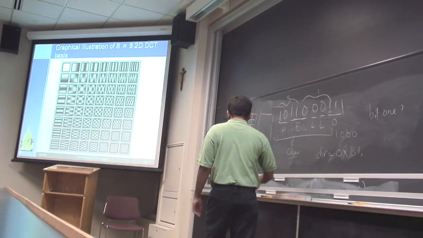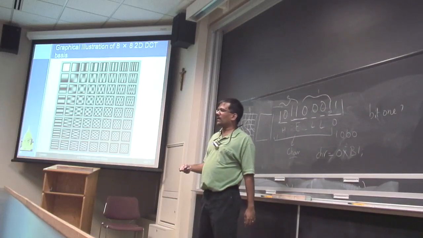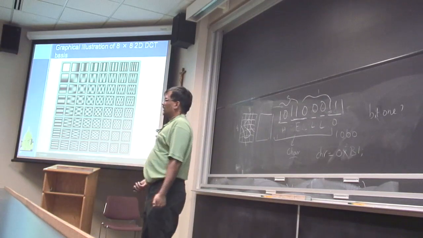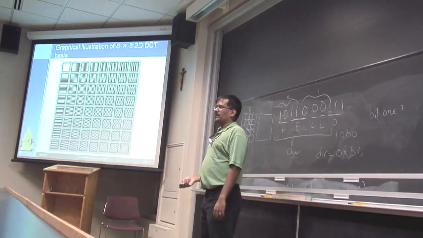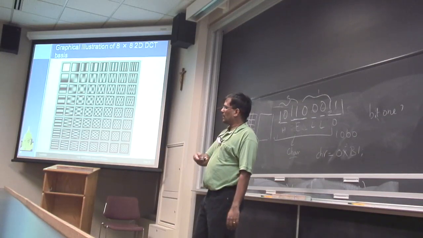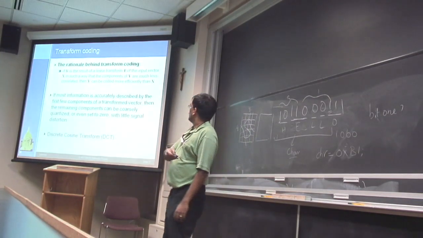The reason why we picked DCT is it's easy to calculate. All the operations are in the integer domain, which is important for practical purposes. We don't want to do floating point because most machines are not good at floating point. So all the transformations are in the integer domain.